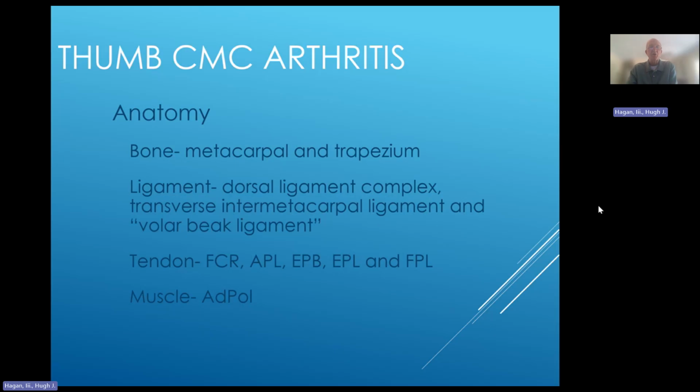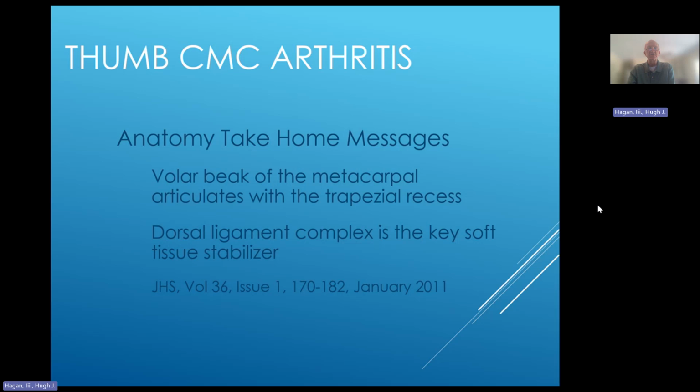The bones that are involved: metacarpal and trapezium. The ligaments: the dorsal ligamentous complex, which we'll talk about a little bit more, the transverse intermetacarpal ligament and volar beak ligament. The involved tendons: the flexor carpi radialis, abductor pollicis longus, extensor pollicis brevis, extensor pollicis longus, and the flexor pollicis longus, and finally the intrinsic adductor pollicis.